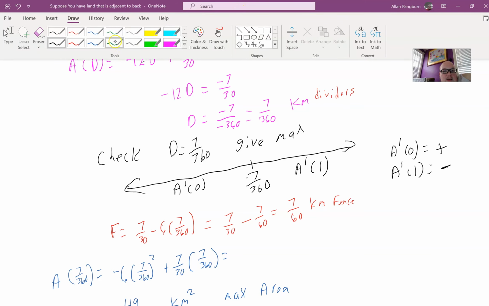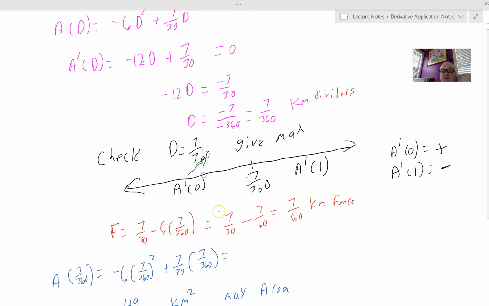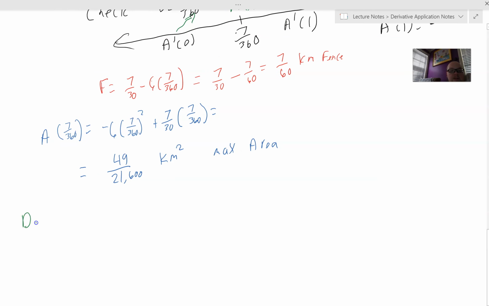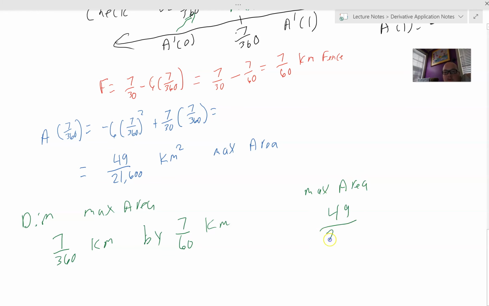So here, we see we're increasing before 7/360, then decreasing. So this is a max. So we have the dimensions that give the max area are 7/360 kilometers by 7/60. Make sure that math is right. Yep, 7/60 kilometers, with a max area of 49/21,000.